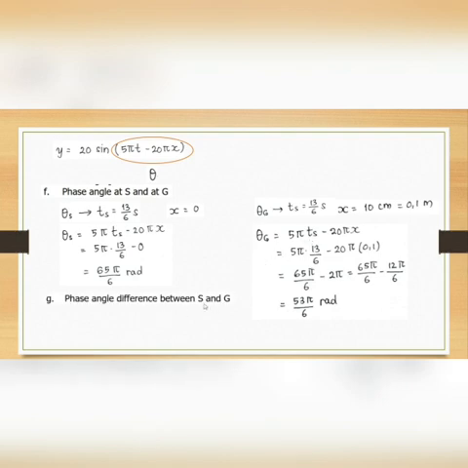The phase angle difference between S and G, of course, will be theta S minus theta G. Remember that the source of oscillation has oscillated before G oscillates, so theta S must be bigger than theta G. So delta theta must be theta S minus theta G. It will be equal to 2 pi radian.